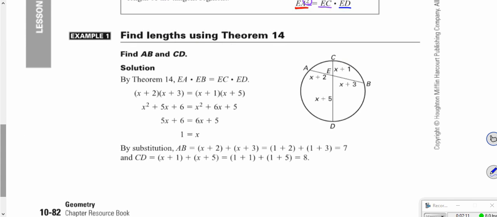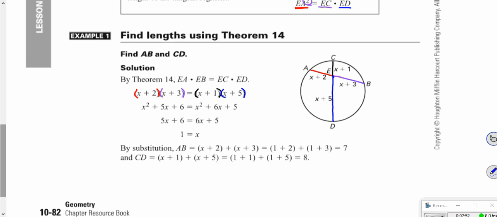So essentially, we are looking at this times this equals this times this. So that's what they did here. X plus 2, that was what I marked in red, times X plus 3, what I marked in purple, equals X plus 1, what I marked in black, times X plus 5, what I marked in blue.